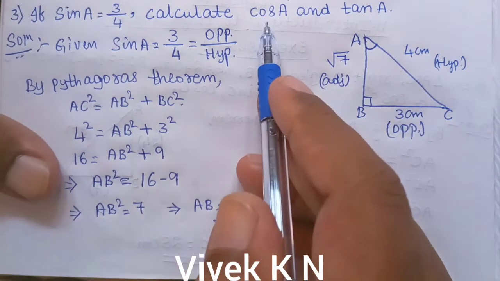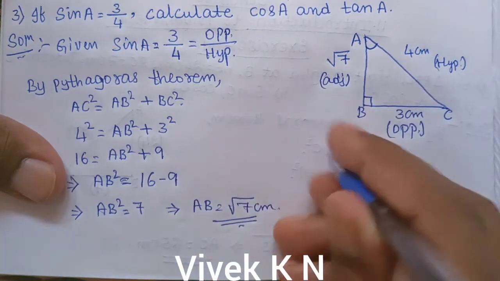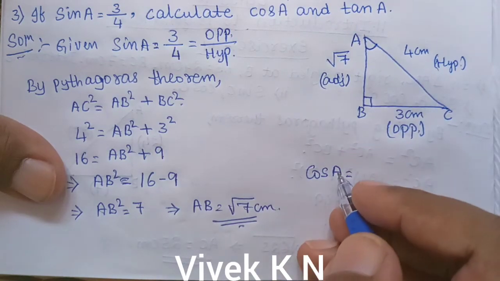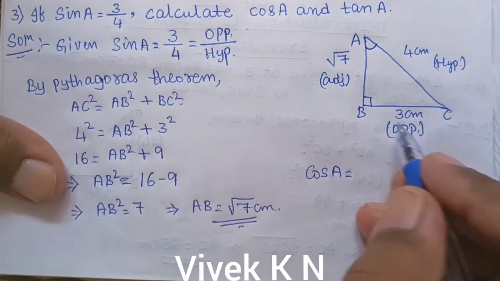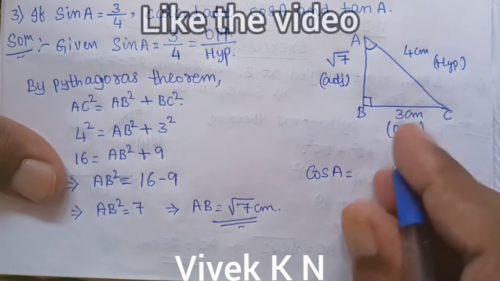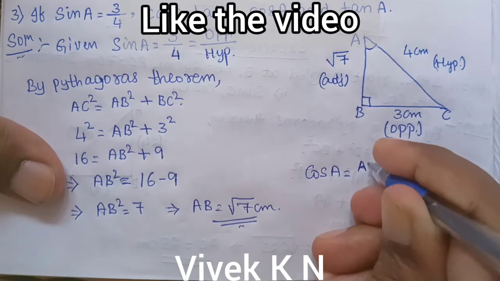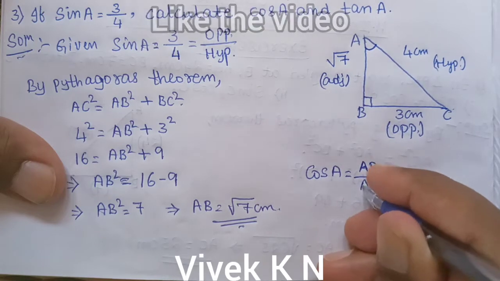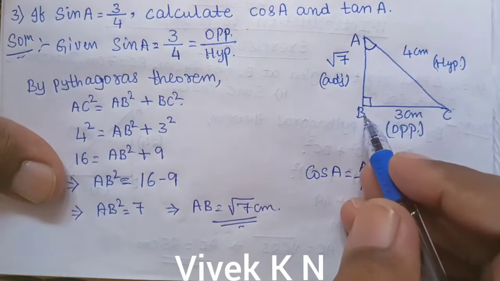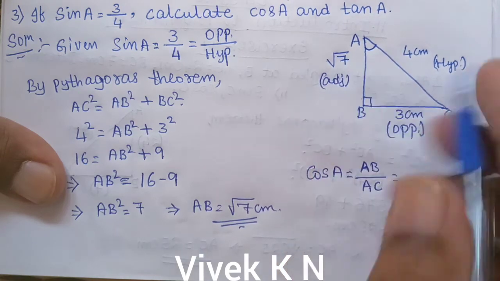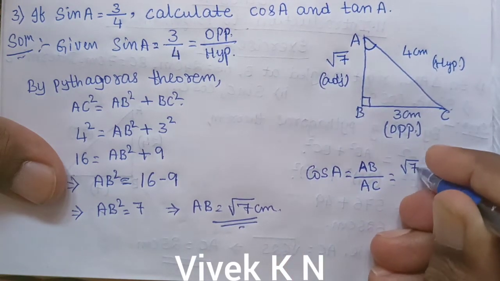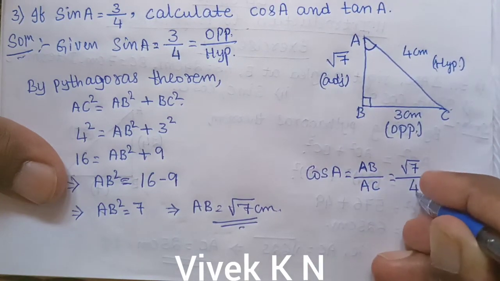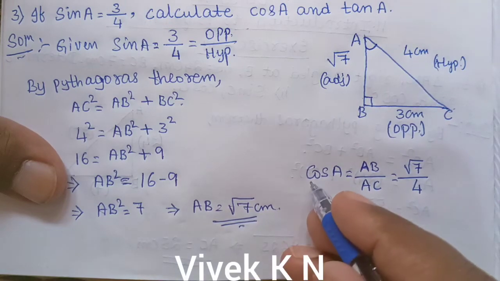Now we have to find out the value of cos A. The definition of cos A is adjacent by hypotenuse. The adjacent side is AB. Hypotenuse side is AC. The value of AB is root 7 divided by the value of AC, which is 4. Hence root 7 by 4 is the value of cos A.